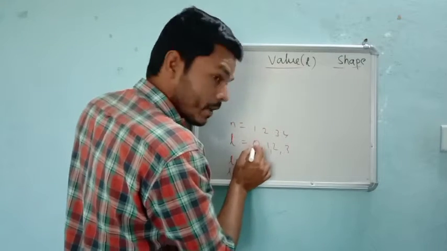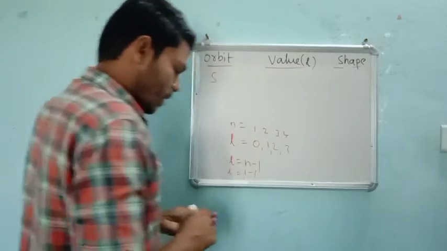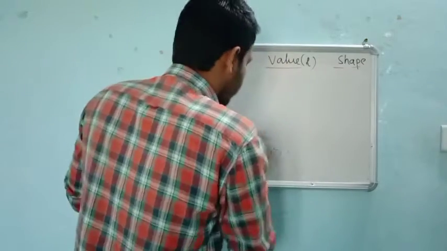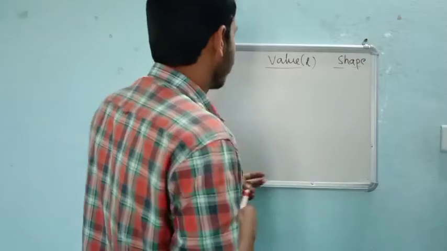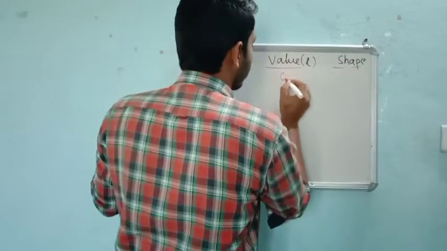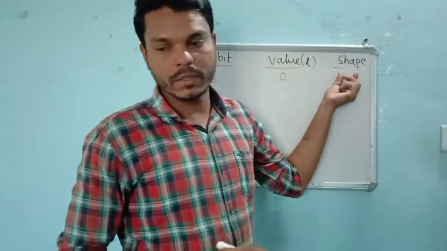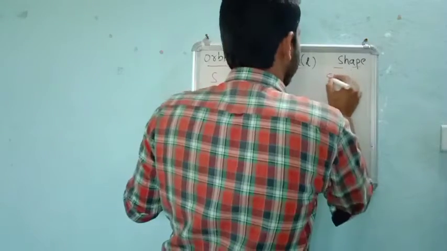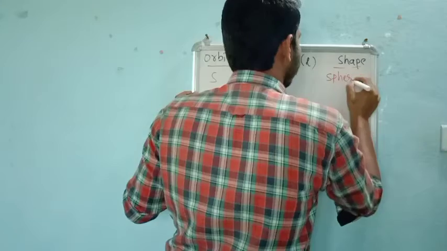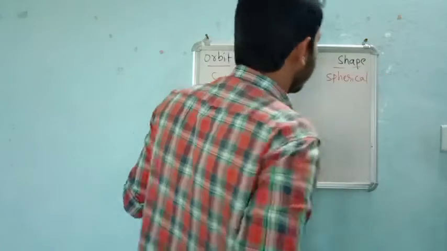L value will always be 0. Now see, for the S orbital, the value will be 0. And the shape will be what? The shape is always spherical, we already know. That means the shape of it is spherical.